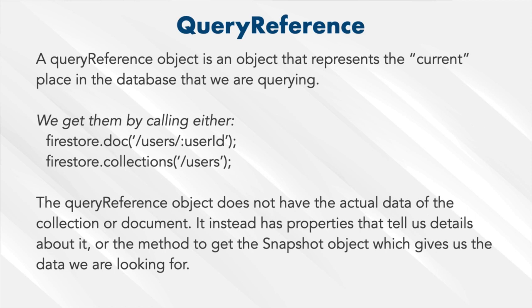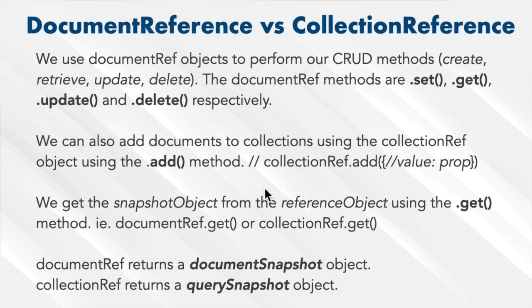For us to actually get the properties or the data that is related to the Firestore, we have to get the snapshot object. And we get that using the reference object. But we'll talk about the snapshot object after we finish exploring the reference object. Now, as I mentioned, there are two types of reference objects that we can get back. There are document reference objects and collection reference objects. We use the document reference object to perform CRUD methods, which are the create, retrieve, update, and delete related methods on that document in our database.